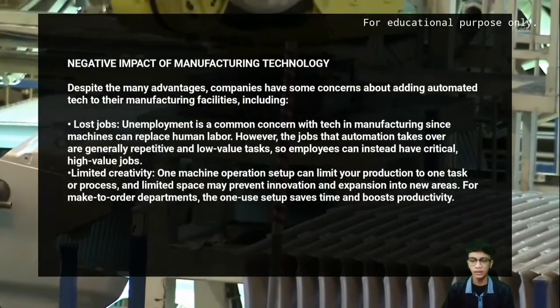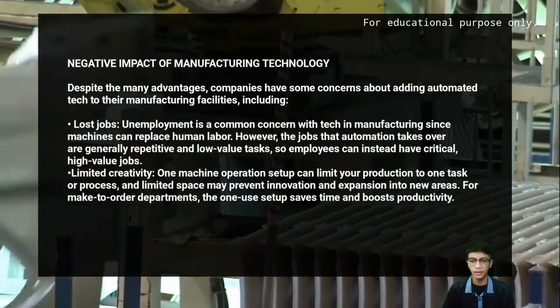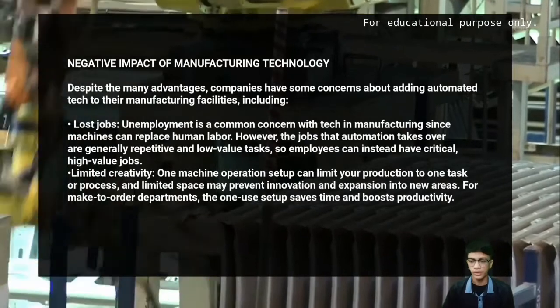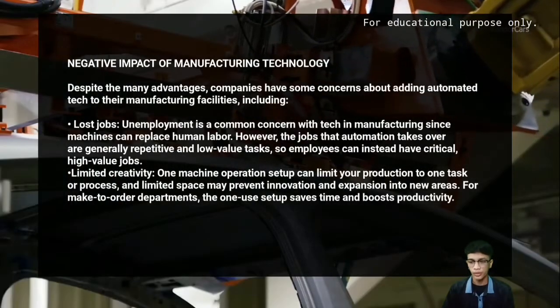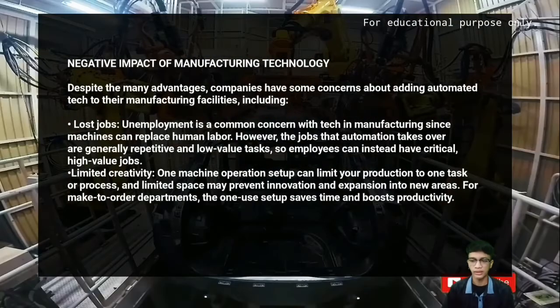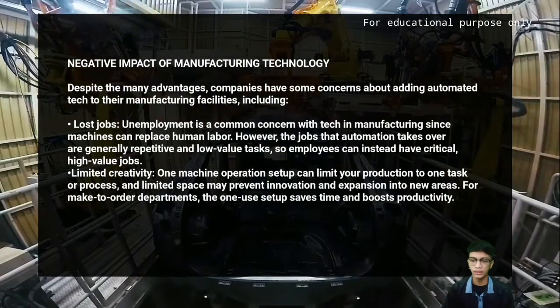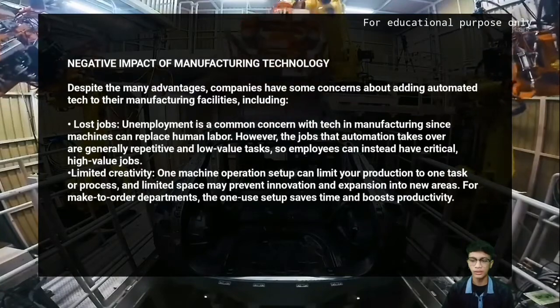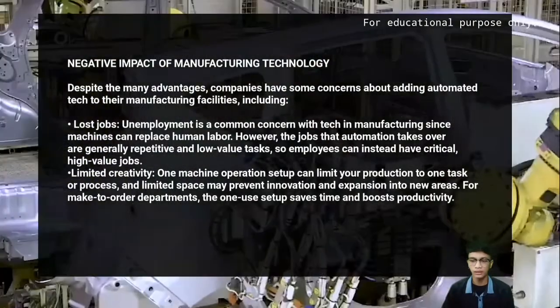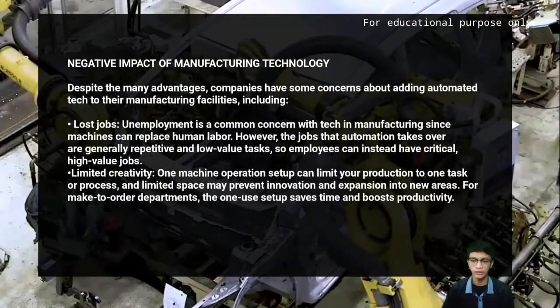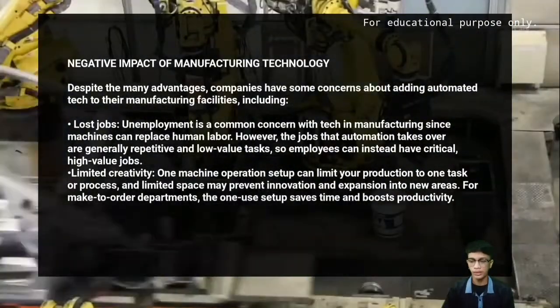Negative impact of manufacturing technology. Despite many advantages, companies have some concerns about adding automated tech to their manufacturing facilities, including lost jobs. Unemployment is a common concern with tech manufacturing since machines can replace human labor. However, the jobs that automation takes over are generally repetitive and low value tasks, so employees can instead have critical, high value jobs.